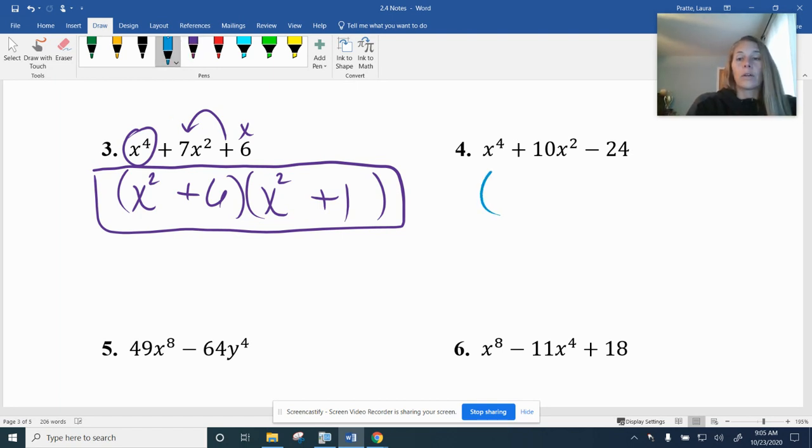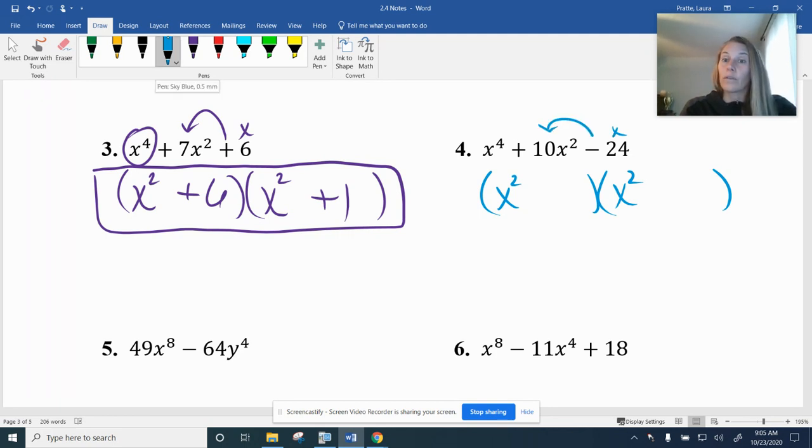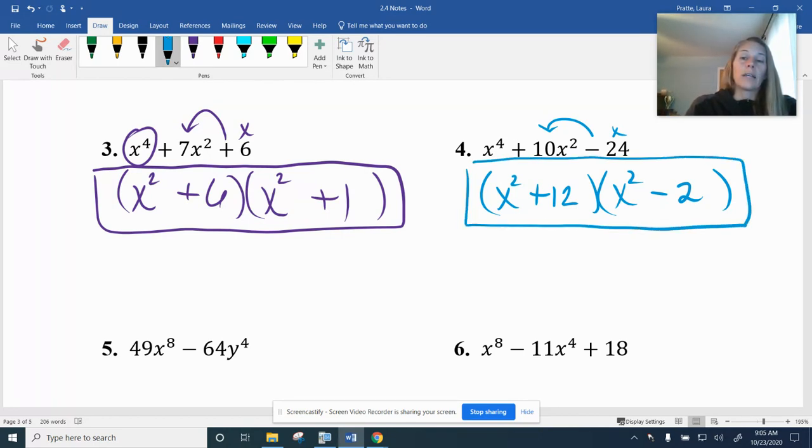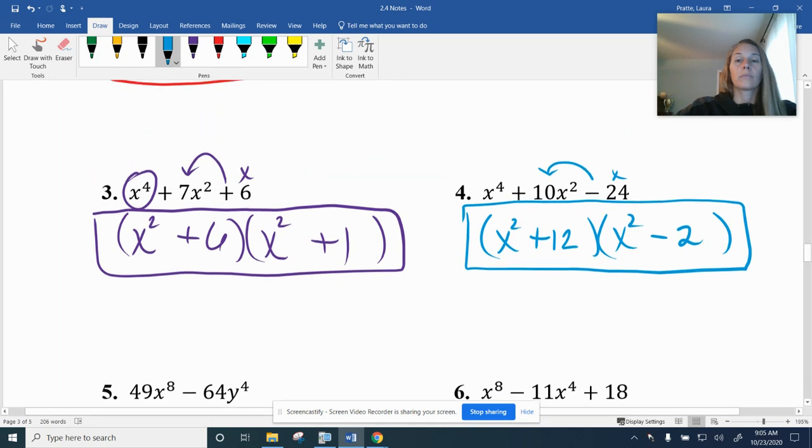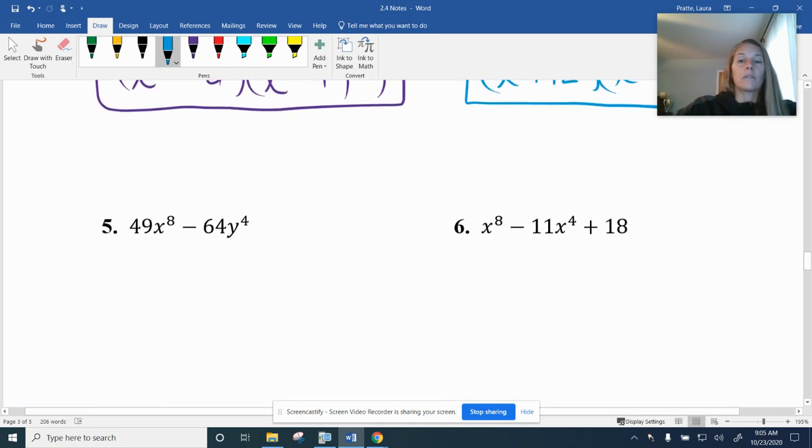Okay, number 4, splitting up that x to the 4th power into x squared and x squared. And then the 2 numbers that multiply to get 24 and subtract to get 10. Be careful you don't think of the ones that add to get 10. The ones that subtract to get 10 are 12 and 2. And now that you have those 2 numbers there, unfortunately, neither one of those is factorable anymore. So you would have to just leave your answer like that.